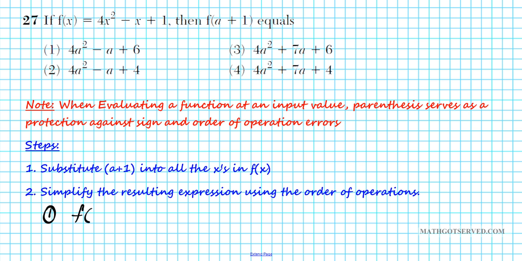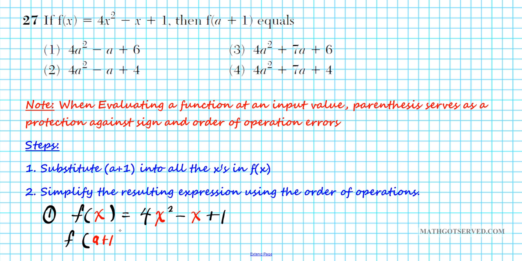What goes where? Well, let me color code this function for you so you see where we are going to be inputting the argument for the function. So f of x is equal to 4x squared minus x plus 1. Okay, so what does this mean? What this function does is that it inputs x into this. You square x, multiply by 4, minus x plus 1. All right, so with this in mind, what is f of a plus 1?